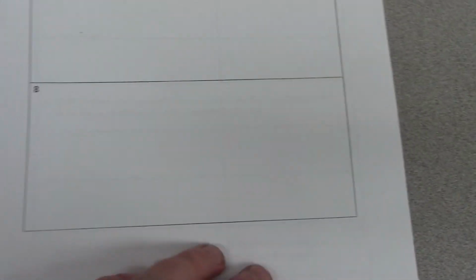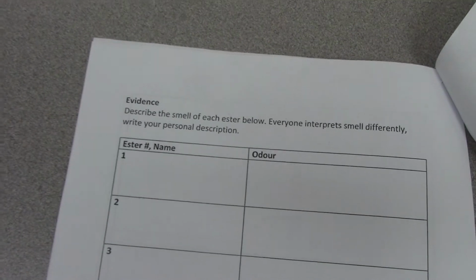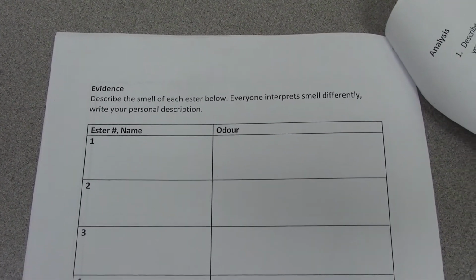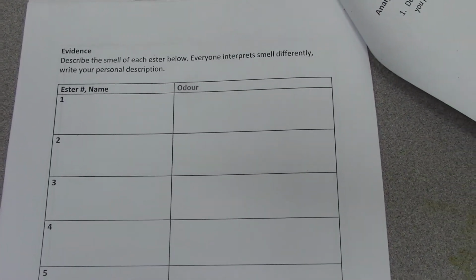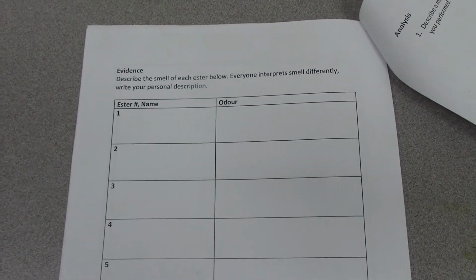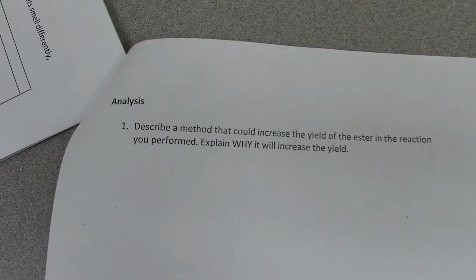Okay? All right, so you have 8 spaces to do that. Evidence table: you will have already filled out the flavor and the name when you do the equations. You're not actually able to test them, so we can't really get accurate flavor, so don't worry about the evidence portion. What I want you to do is answer the analysis questions 1 through 3.